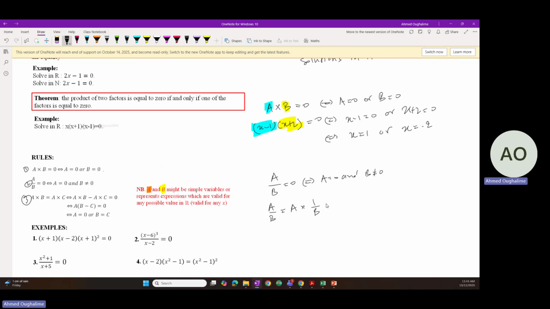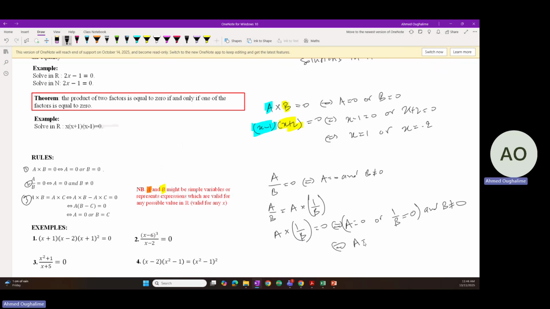So if A times 1 over B is equal to 0, and I use property number 1, I get A equal to 0 or 1 over B equal to 0. So 1 over B is never 0, but there is a condition here. Remember, if I have any condition: for 1 over B to exist, B has to be different of 0. Otherwise, this expression has no meaning at all. So there is a condition that we have to put here: B different of 0.